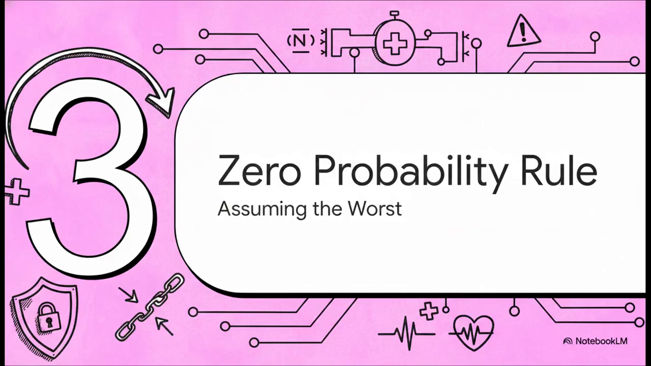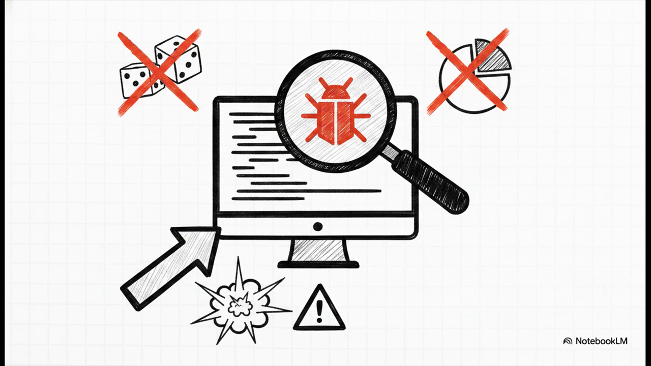Section 3. The zero probability rule. Assuming the worst. This brings us to what is easily the most unforgiving but honestly highly logical rule in the whole standard. You must assume the software fails. You have to treat the probability of that failure as literally 100%. You cannot use test coverage, you cannot use historic defect density, and you definitely can't point to an absence of field complaints to argue that a bug just won't happen.